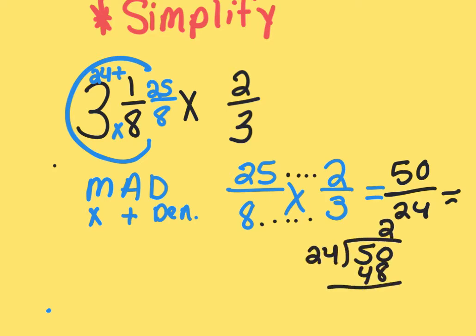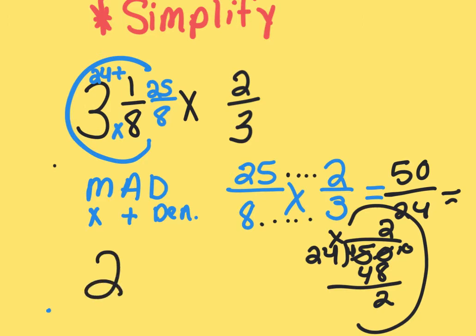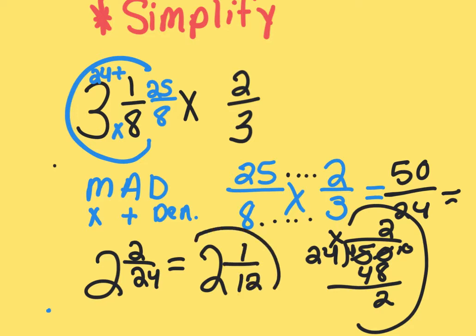2 times 24 is 48. I subtract and get a remainder of 2. So my answer is 2 wholes and 2 over 24 left over. But I notice very quickly that 2 and 24 are both even, so I can divide both of them by 2, so I get 2 1/12. So my final answer is 2 1/12. 3 1/8 times 2/3 is 2 1/12.